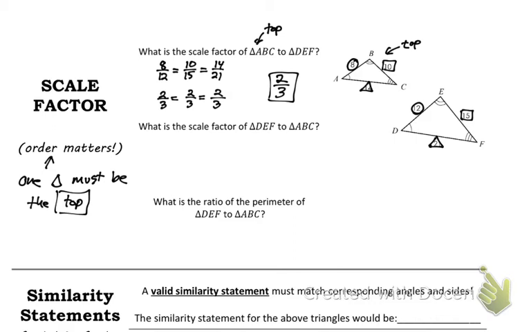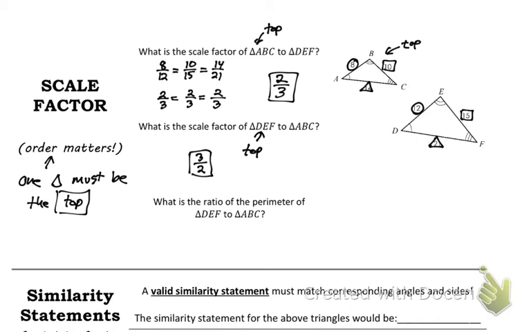Okay? All right. Then the next one says, what is the scale factor of DEF to ABC? So that would change DEF to be in the top. How would that change my scale factor, or would it remain 2 over 3? What do you think? It's going to switch. It's going to be 3 over 2. Thank you. It's going to switch to be 3 over 2 because that becomes our top and that becomes our bottom.